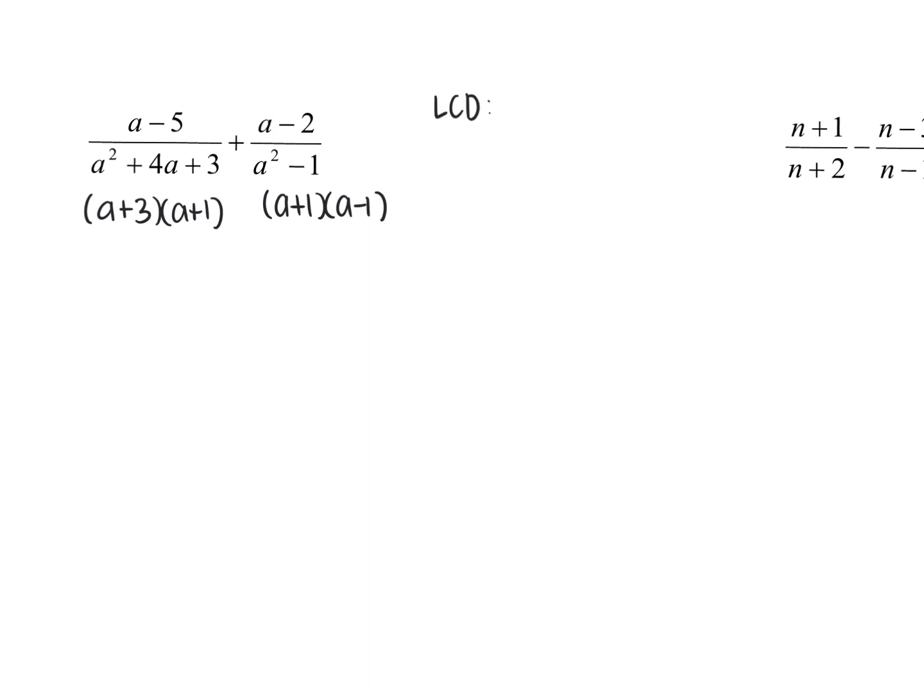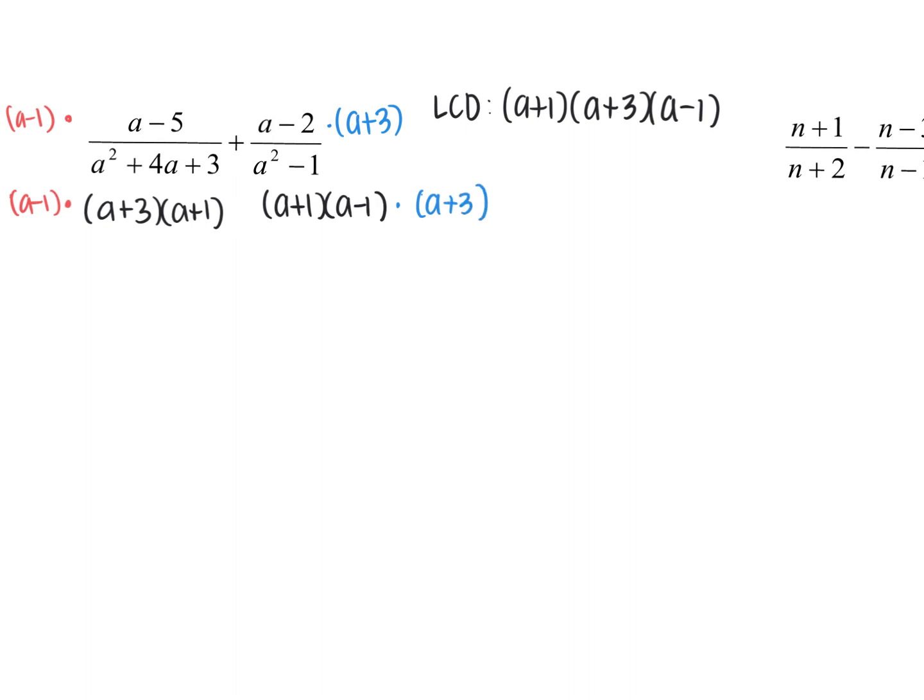So I start with the factor they both have, a plus 1. And then my first denominator has an a plus 3, and my second denominator also has a minus 1. So all 3 of those are part of my LCD. So my first fraction is missing the a minus 1, so I'm going to multiply the top and the bottom by a minus 1. The second fraction is missing a plus 3, so I'm going to multiply the top and the bottom by a plus 3.